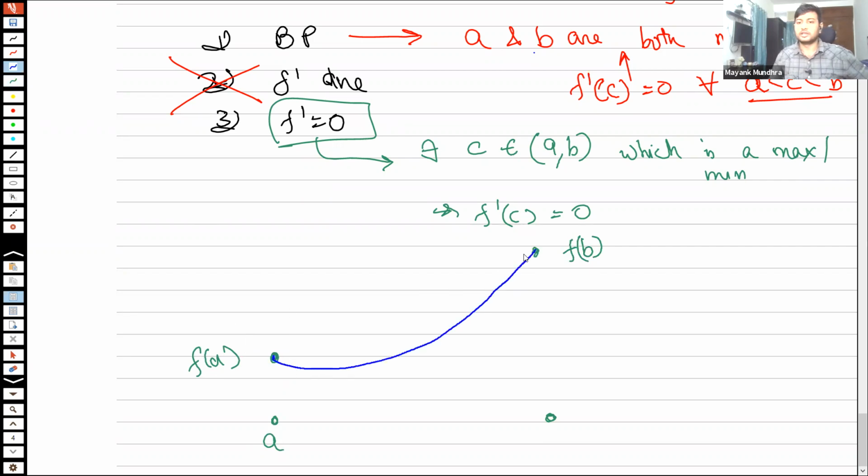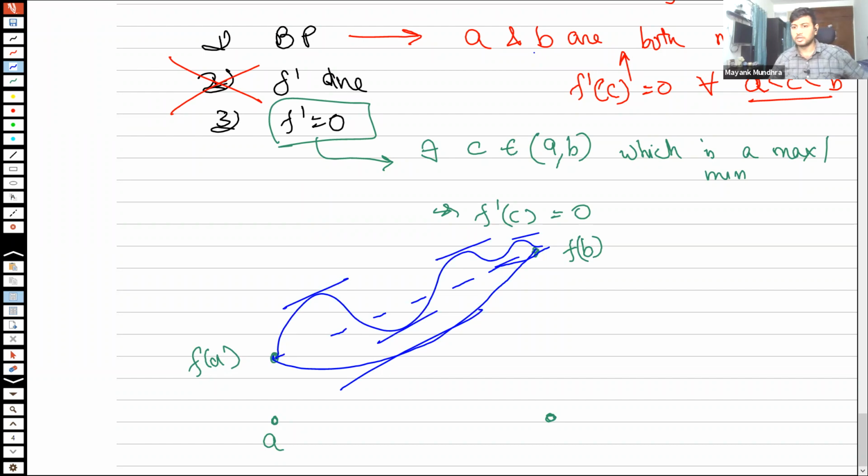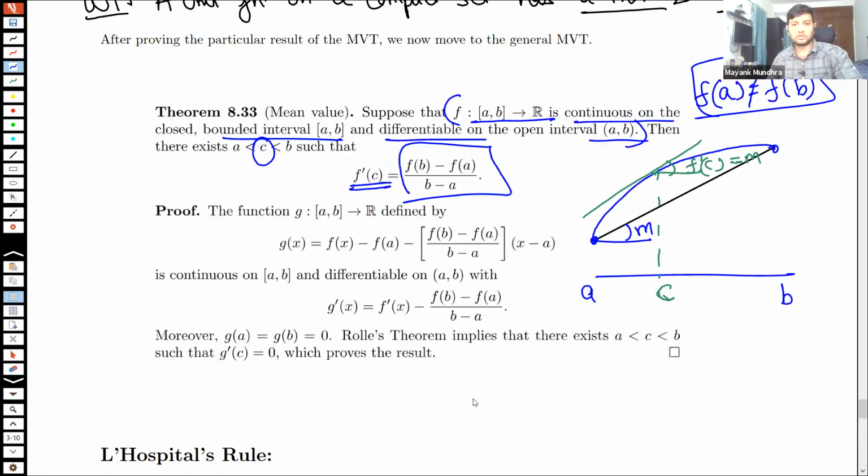You can choose to go like this. Even then you will have a slope equal to this much here. Or you could choose to go like this, in which case you will have multiple points where the slope is equal to this. Okay. So read this.